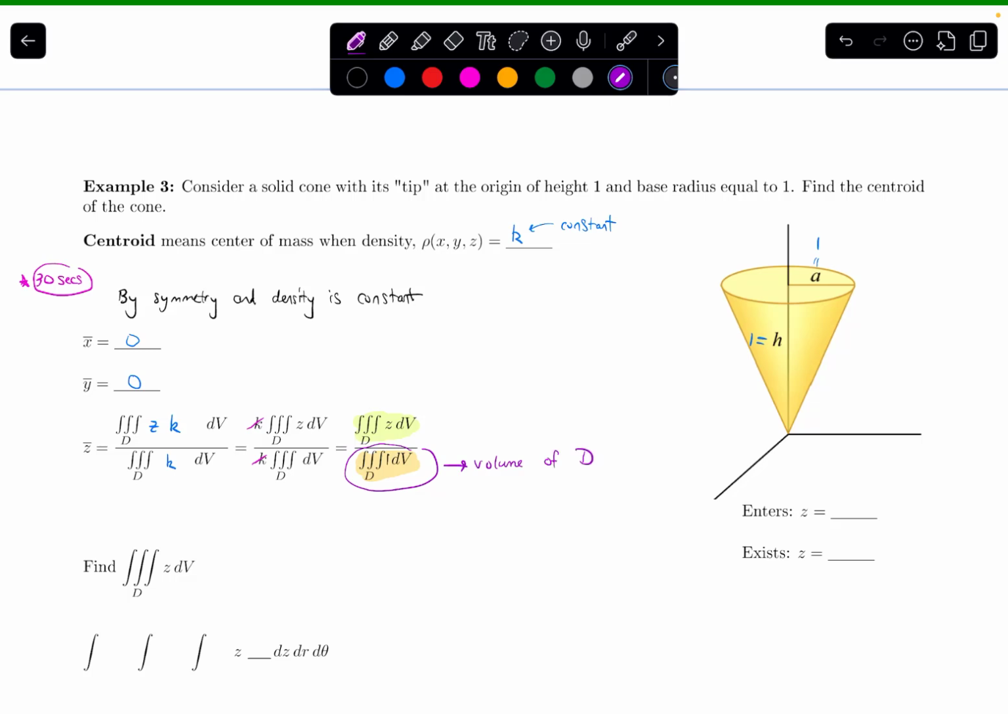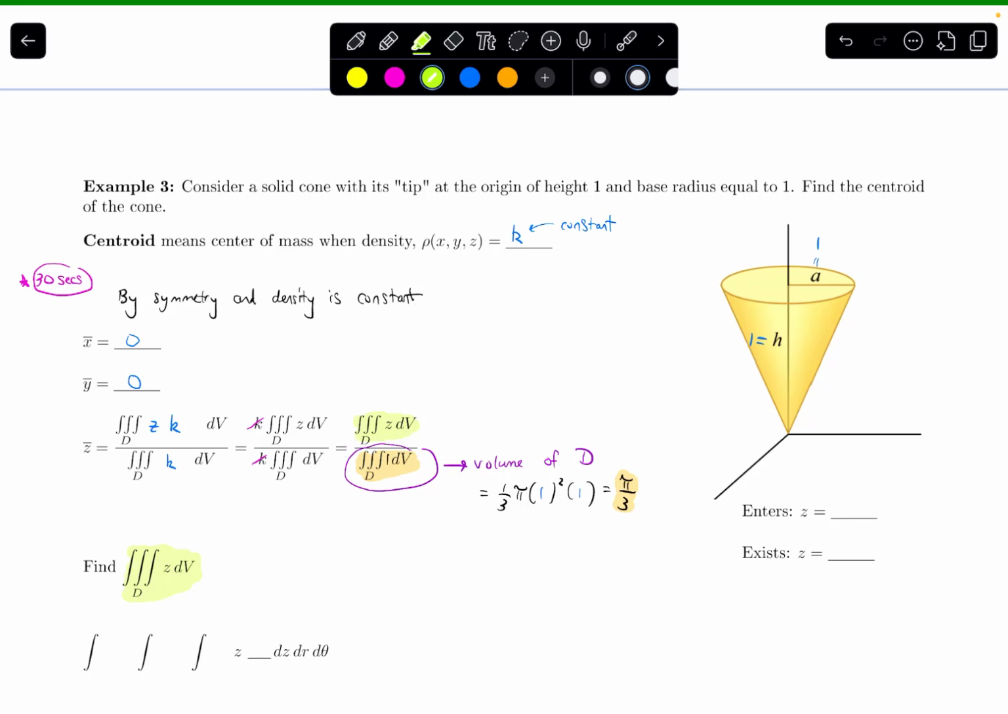And I could just use geometry for the volume of a cone. So that is 1/3 pi r squared times height. And my r is 1, and the height is 1. So multiplying these, we get pi over 3. And that's my volume. That's going to be this denominator. The denominator is pi over 3. So what's left to do is figure out the numerator, that triple integral of z.